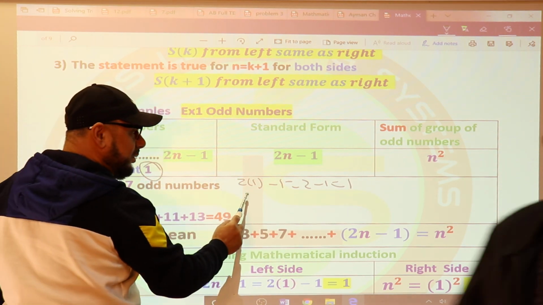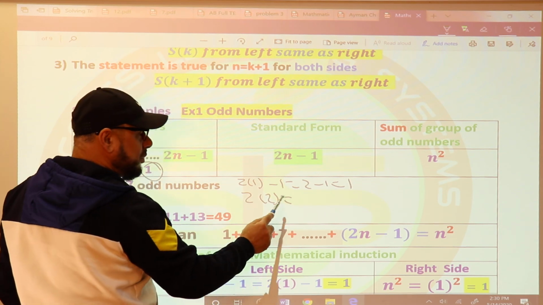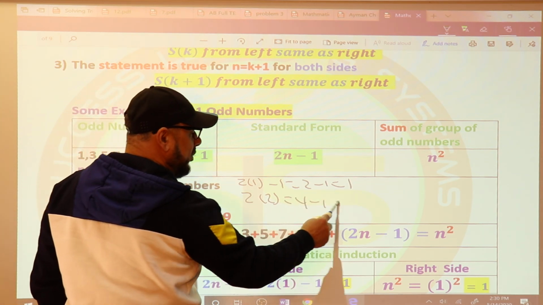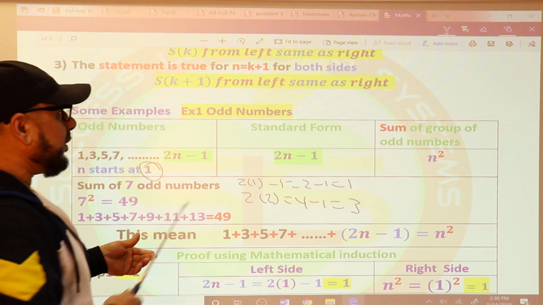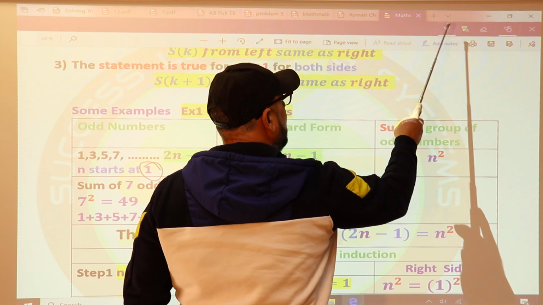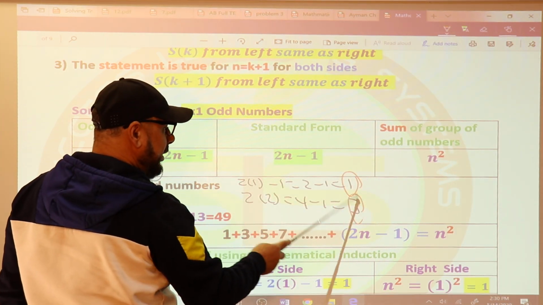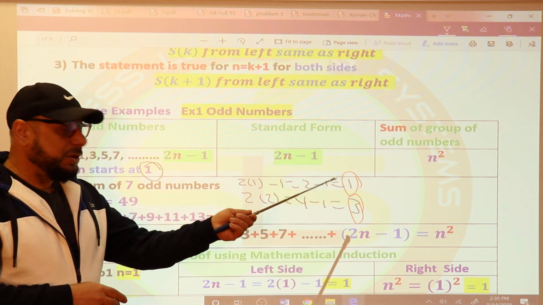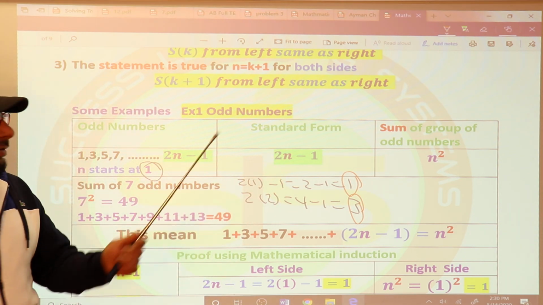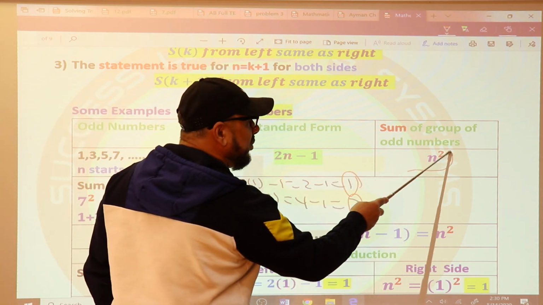If you plug 2, 2 times 2, 4, minus 1 is 3. No problem, this is it. Now, if you plug 3 for n, the numbers you get are 1, 3. If you get 3, 2 times 3, 6 minus 1 is 5. Is that true? Yeah.